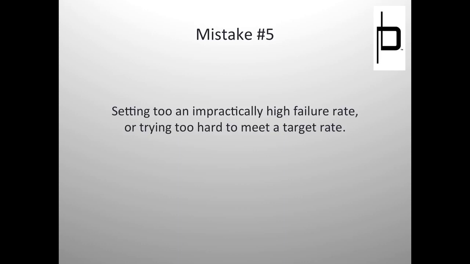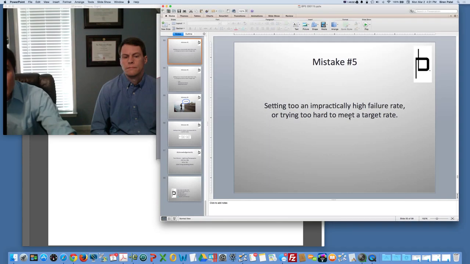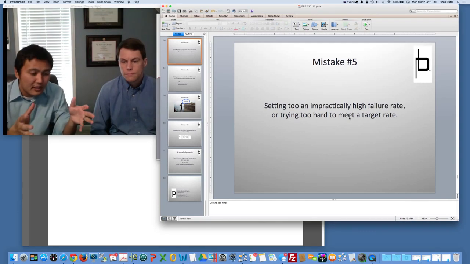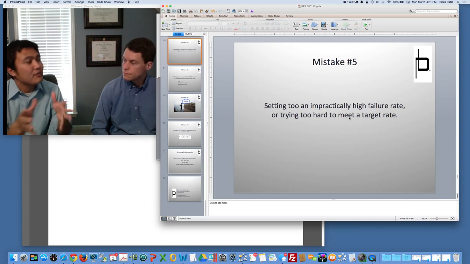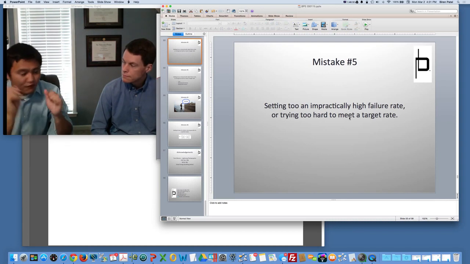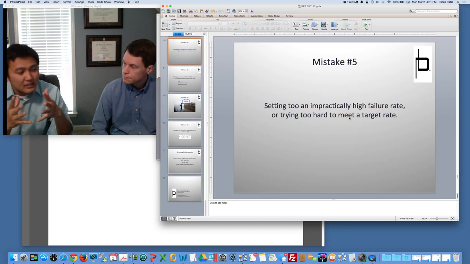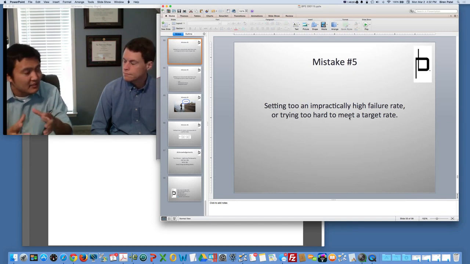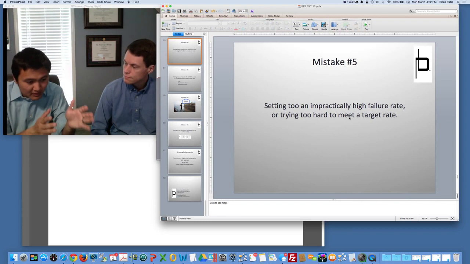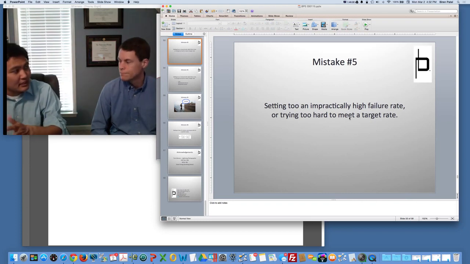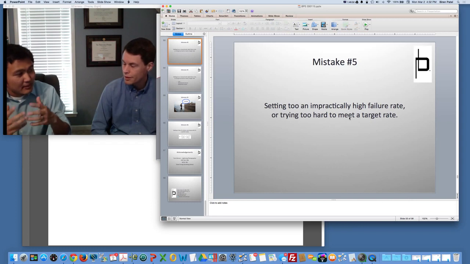The next thing is trying too hard to meet a target failure rate. Let's say you've done a study, and your target failure rate is 1 every 400 years. And let's say you do your lightning protection and you've got 1 in 350 years. If it costs you another $100,000 to put up a mast, or $50,000 or something like that, to go from 350 years to over 400 years, is that necessarily worth doing? You've got to think about it.